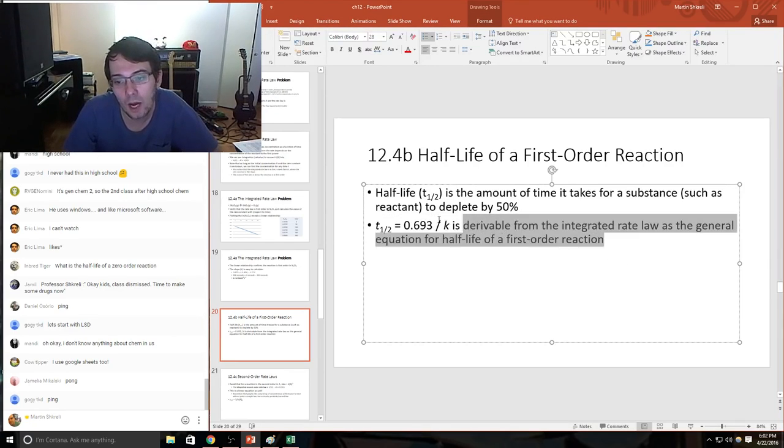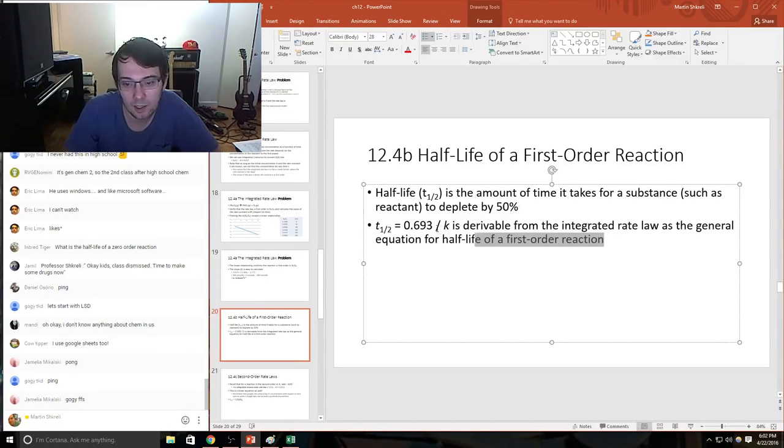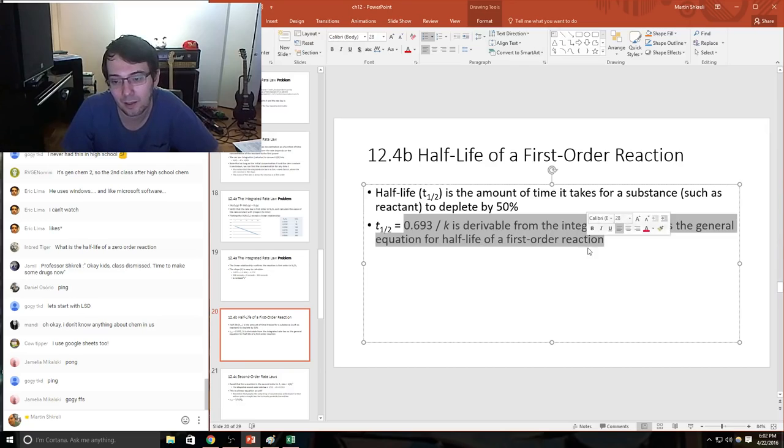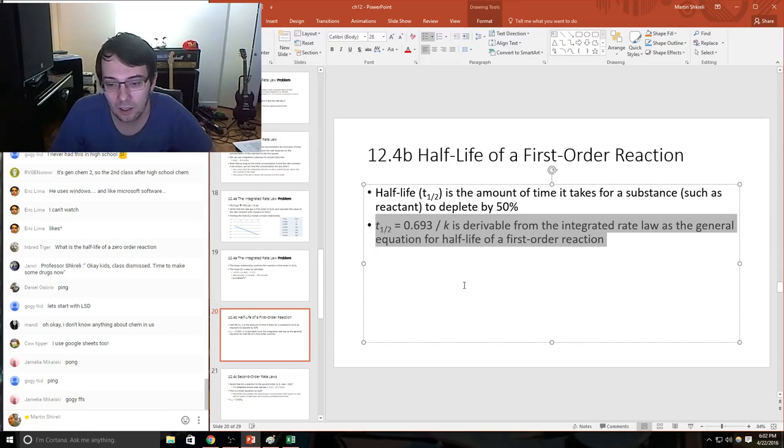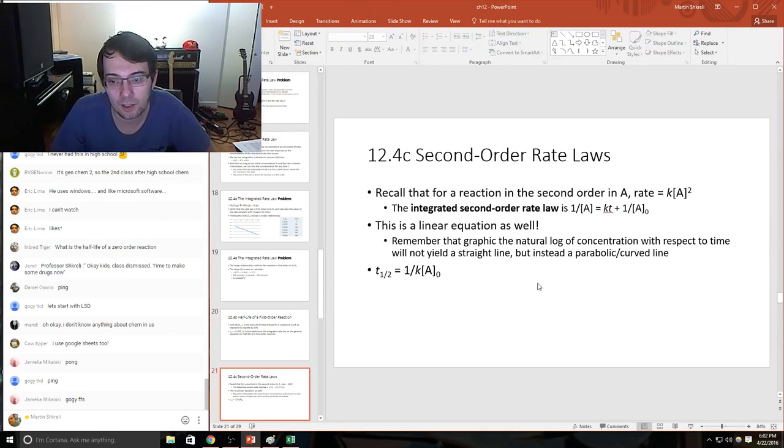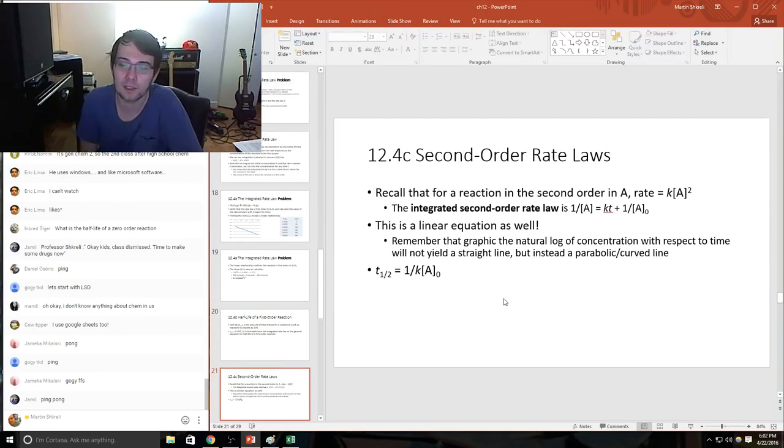The way we can derive the half-life is by this cool equation: 0.693 divided by k is the integrated rate law for the half-life of a first-order reaction, which is pretty incredible, that all half-lives can be approximated by using this formula for a first-order reaction. And I'm not going to go through the math of why that's the case.